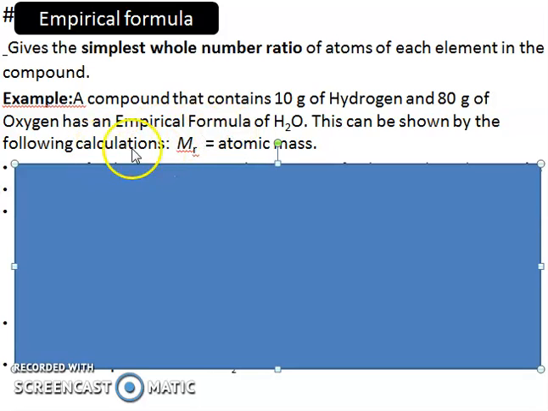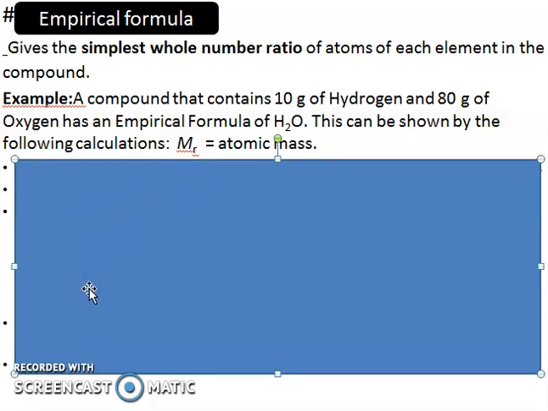So see student, now what they have given you is mass of hydrogen, that is 10 gram, and mass of oxygen, that is 80 grams. Okay, so what we have to calculate? We have to calculate the amount of hydrogen and oxygen. So which formula you will use? The amount. Okay, yes. So we are going to use amount of hydrogen and amount of oxygen.